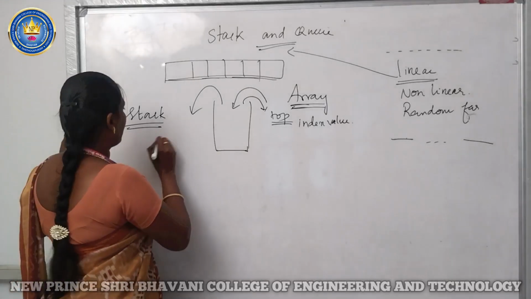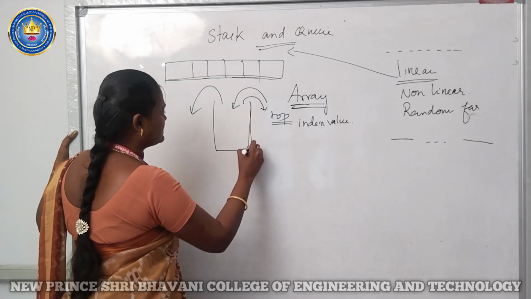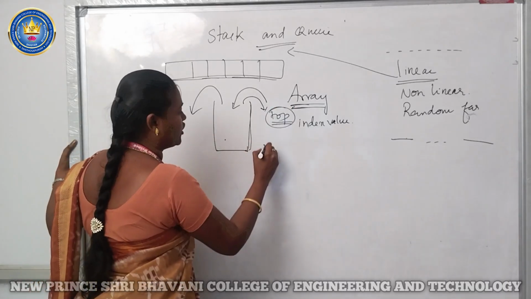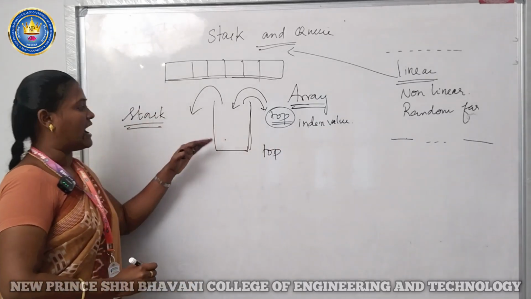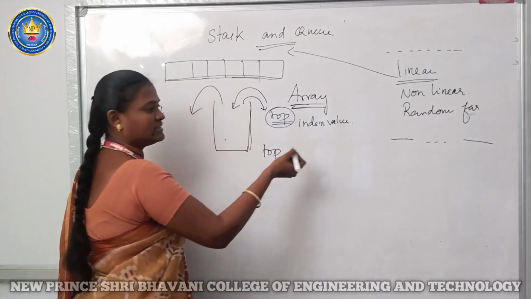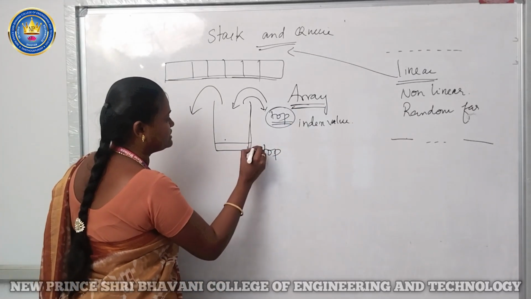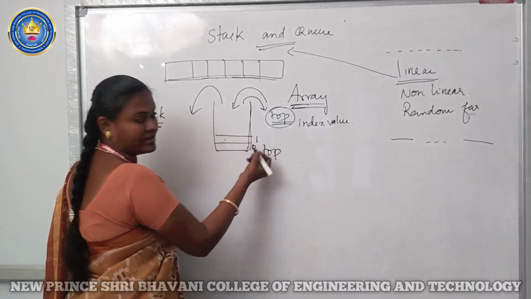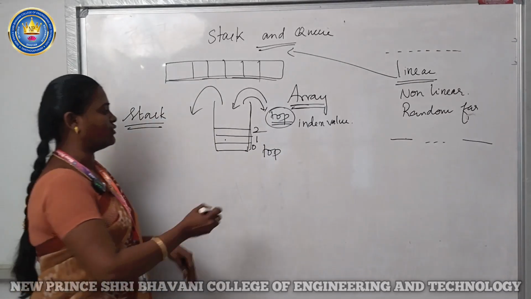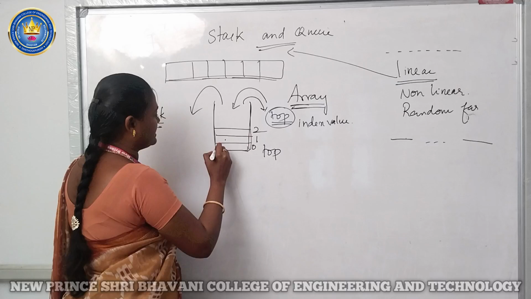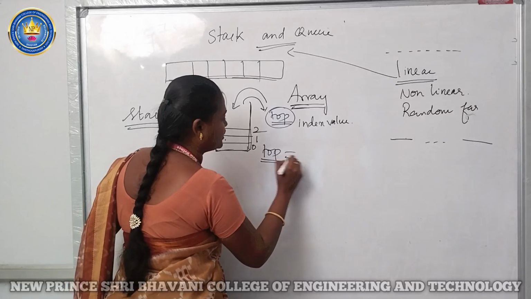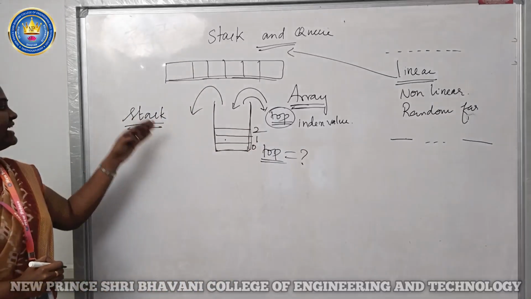Now we have to understand one thing. Suppose no element has been placed in a stack, then what is the value of the top? The elements are arranged in array format, so the first element is stored at 0, the second element at 1, the third element at position 2, and so on. If the stack does not have any element stored, what is the value of the top? How can we identify that the stack is empty?